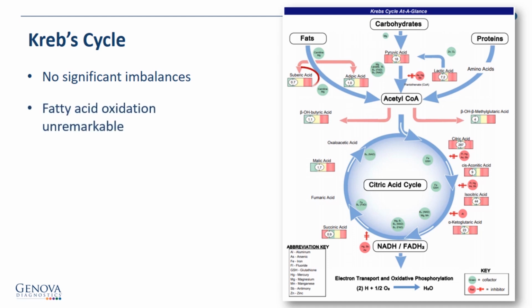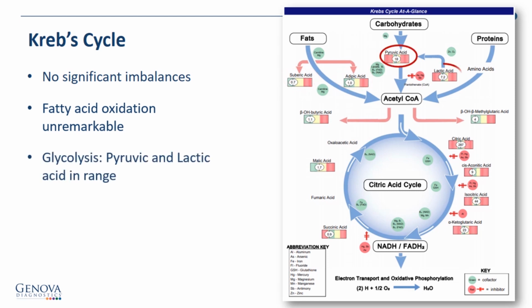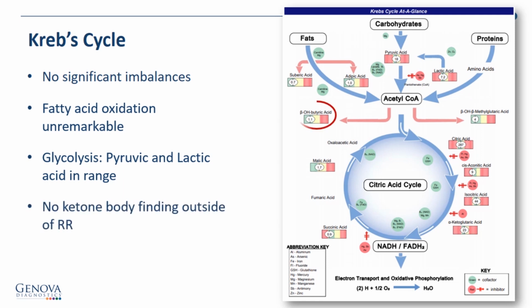The fatty acid oxidation looks unremarkable based on a very normal suberic and adipic acid finding. Glycolysis, the conversion of carbohydrates into pyruvic acid and lactic acid, is well within the range. And there are no ketone body findings outside of the reference range as far as the beta-hydroxybutyric acid. When the beta-hydroxybutyric acid is high, you have to ask the question, why high ketone bodies? You see this in starvation diets, diabetes, alcoholism. You'll see this also in a ketogenic diet. Low-carb diets do create ketones.